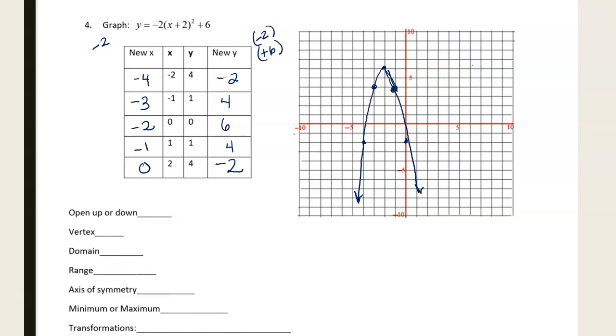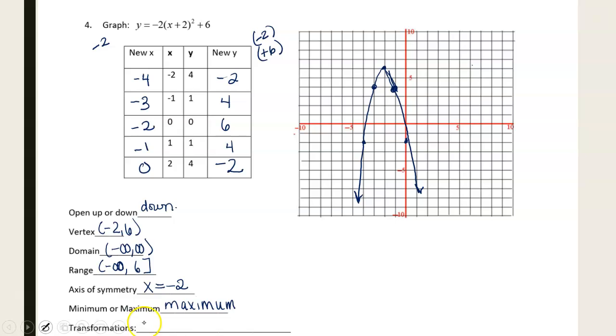Okay, so this opens down. It has a negative leading coefficient. Your vertex is -2, 6, opposite of HK. Your domain is negative infinity, infinity. Your range is lowest to highest. So on the low side, we have negative infinity. And then on the high side, we have 6. The axis of symmetry is x equals the opposite of h. It's a high point, so it's a maximum.